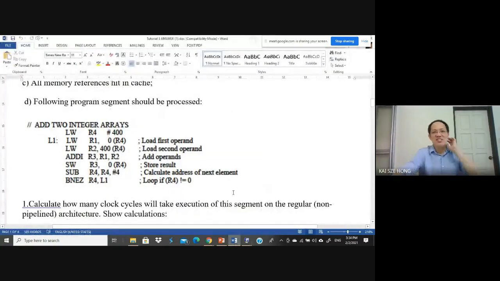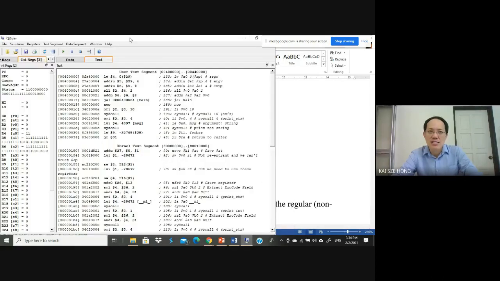So for computer students, you must be able to understand, no matter what assembly language, even though it's MIPS, Microsoft x86, Microsoft assembler language, everything, you must know a little bit, not everything. So here, you add two integer arrays. Load word means you load the 400 immediate. Load 400 immediate into register number 4, like what you see in the MIPS processor.